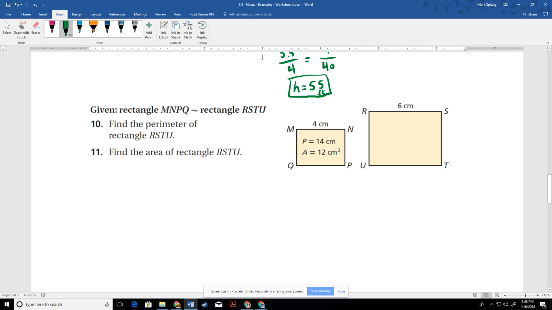All right, now we're given that these two rectangles are similar, and they give me the perimeter and the area of this rectangle, but not of this one. Well, I can say the scale factor, MN, corresponds with RS, so I know that the scale factor, the similarity ratio, is going to be 4 over 6, which, again, is just 2/3. So that's my similarity ratio that I can use.